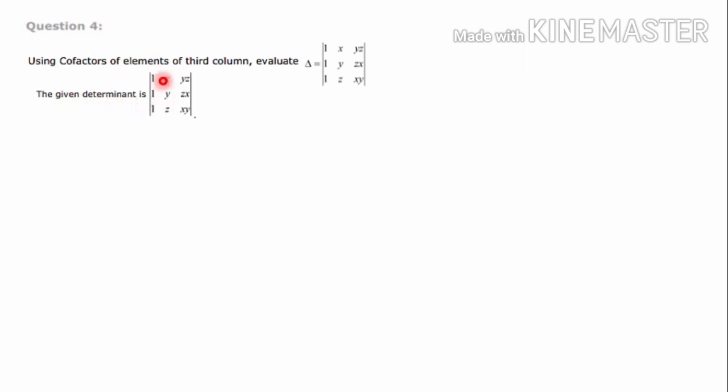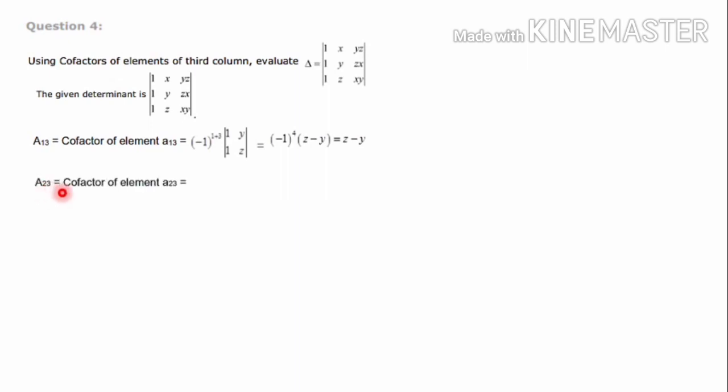So the given determinant is 1 x y z, 1 y z x, 1 z x y. The cofactor of the element A13, the A13th element, is this one. So minus 1 the whole power 1 plus 3, where the row value is 1 and the column value is 3. Since this is the element, that row and column are eliminated, leaving 1 y, 1 z as the balanced determinant. So that is equal to minus 1 the whole power 4 into 1 into z is z, minus 1 into y is y. Minus 1 the whole power 4 is plus 1, into z minus y, which is z minus y.